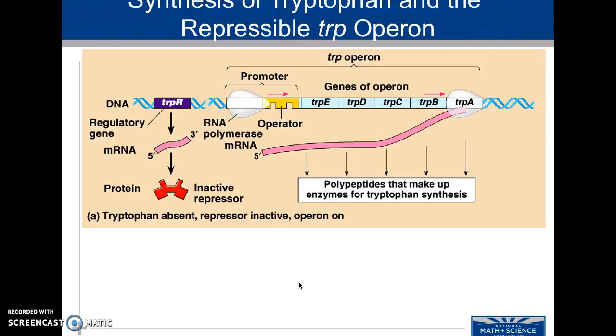So this is the synthesis of tryptophan and the repressible TRP operon. This one works a little bit differently, and what we have to keep in mind is that each segment of DNA and how it is regulated functions differently. In this case, we see that tryptophan is absent and the repressor is inactive, and so the body is going to continually make TRP E, D, C, B, and A proteins. Tryptophan is absent.